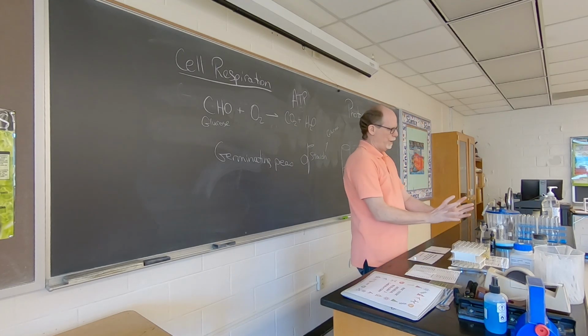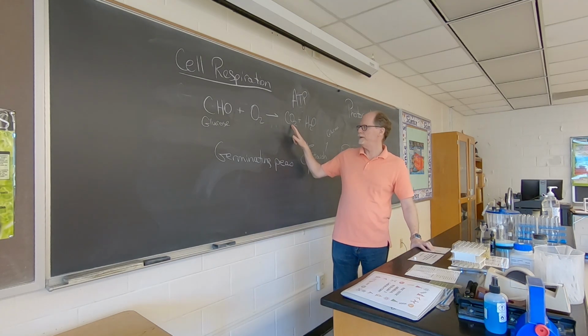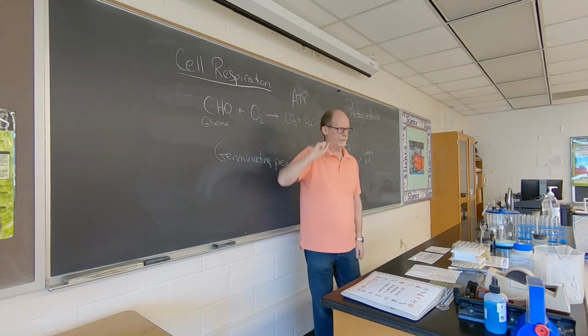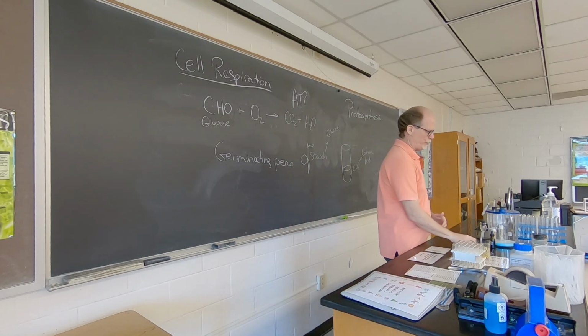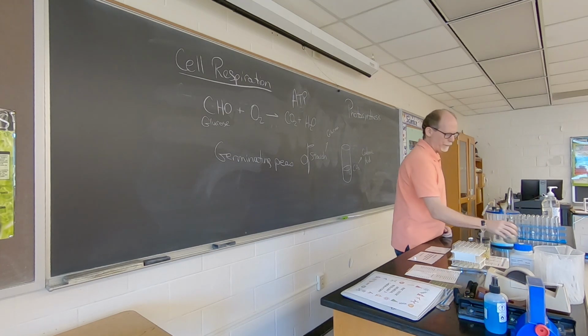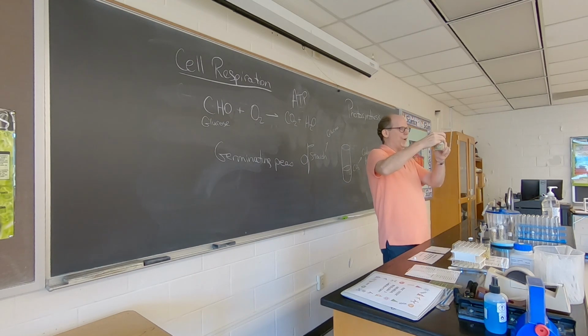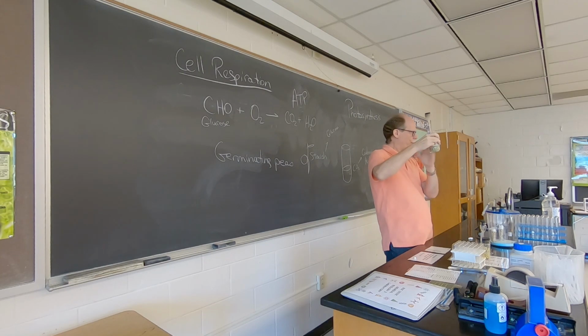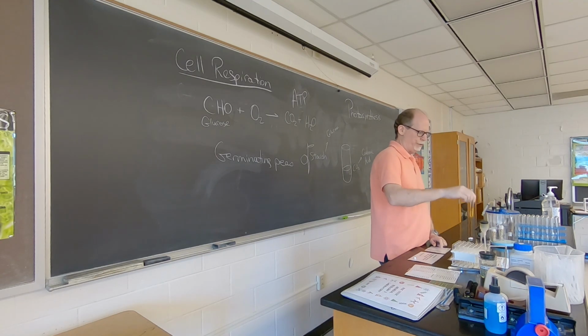So what we use this jar for is to see production of CO2 as a result of cell respiration. That was the purpose of that jar. Now, if I bubble what was in the other jar, there wouldn't be any CO2 in it. It's the negative control. And you would expect the solution to remain red.